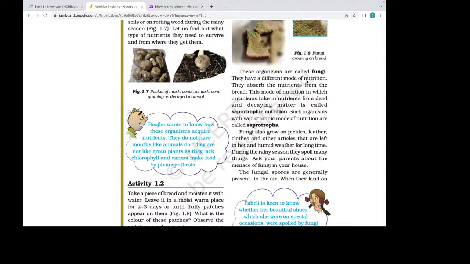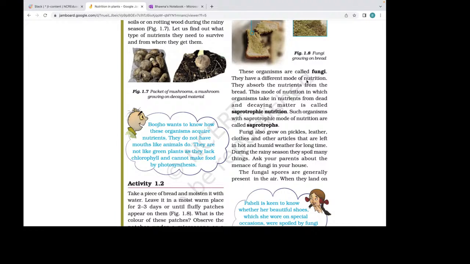So it is neither autotrophic nor heterotrophic. They absorb the nutrition from the bread. So here they are getting the nutrition from bread. ब्रेड पे जमे हैं तो ब्रेड से न्यूट्रिशन मिल जाएगा, सब्ज़ी पर है तो सब्ज़ी से न्यूट्रिशन मिल जाएगा, रोटी पर है तो रोटी से न्यूट्रिशन मिल जाएगा.